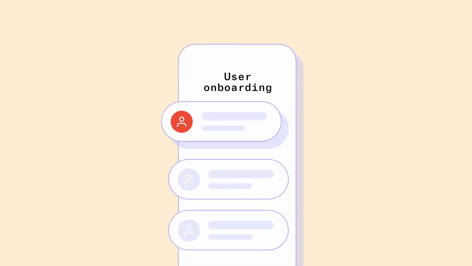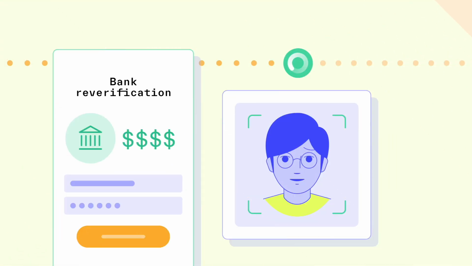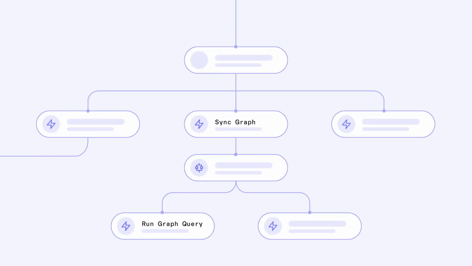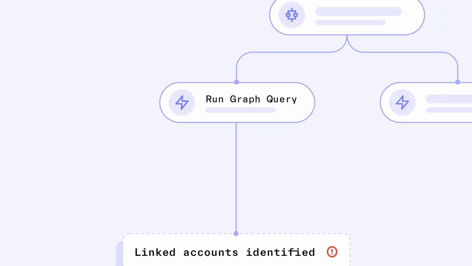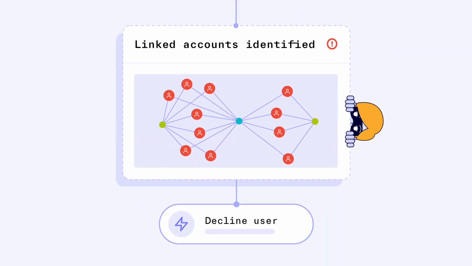Be proactive instead of reactive by performing real-time user checks at onboarding or at high-risk moments that require re-verifications. Automate your learnings to reduce the time it takes to find and fight fraud. Build automated queries and workflows to block risky accounts linked to confirmed fraud.